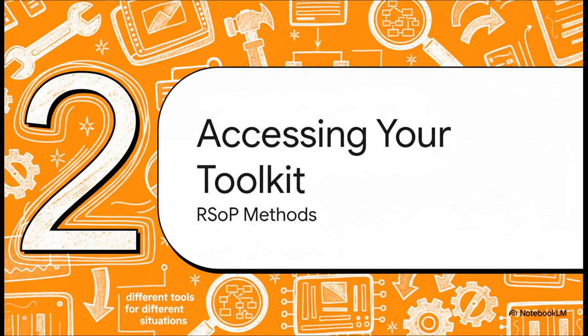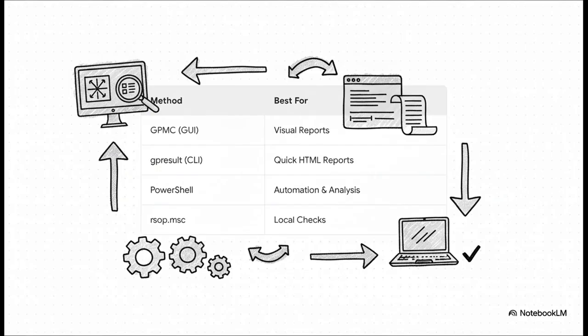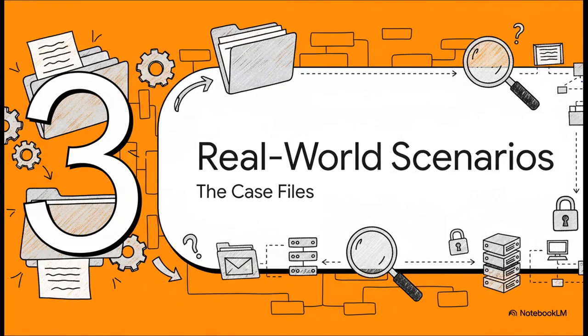So, how do you get access to this superpower? Well, you've actually got a few different tools in your toolkit, and each one is suited for a slightly different situation. If you want a nice, clean visual report, the Group Policy Management Console, GPMC, is fantastic. If you're more of a command line person and you want speed, gpresult is your best friend. It can spit out a beautiful HTML report in seconds. For the really heavy lifting, like automation and deep analysis across your whole network, PowerShell is the undisputed champ. And for a quick and dirty check on the machine you're sitting at right now, you can just run RSoP.msc.